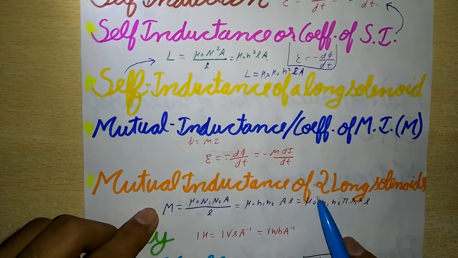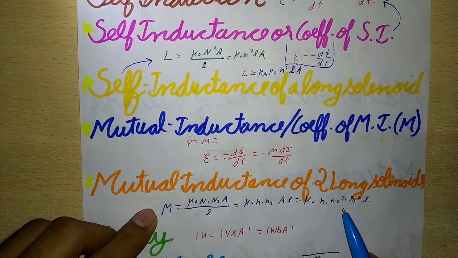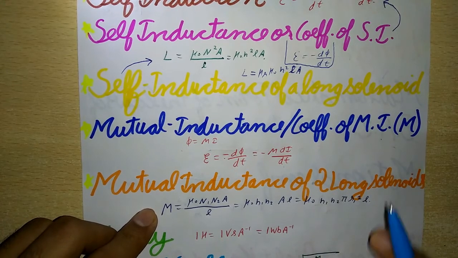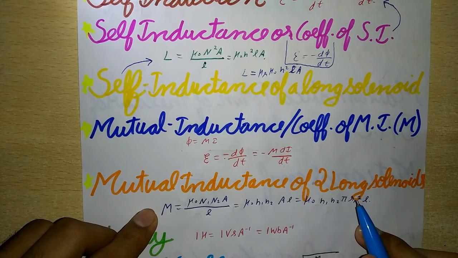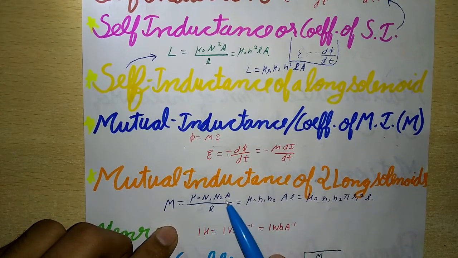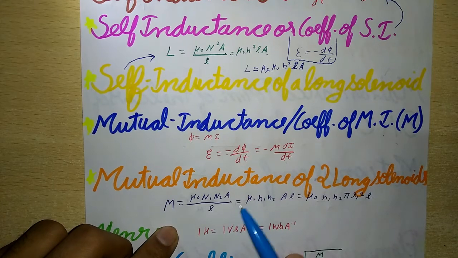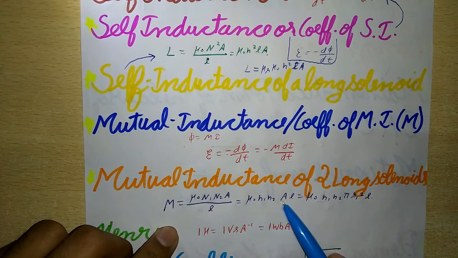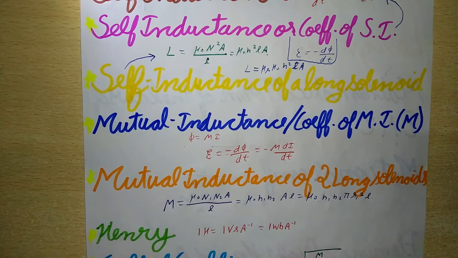Now next is mutual inductance of two long solenoids. The mutual inductance of two long coaxial solenoids wound over one another is given as M = mu naught n1 n2 A l, which equals mu naught n1 n2 pi r1 squared l, where n1 and n2 are the number of turns per unit length of the solenoids, l is the common length, and A = pi r1 squared, which is the cross sectional area of the inner solenoid.